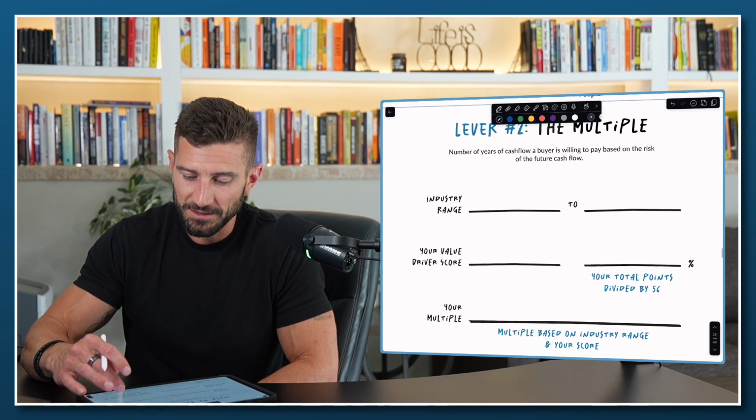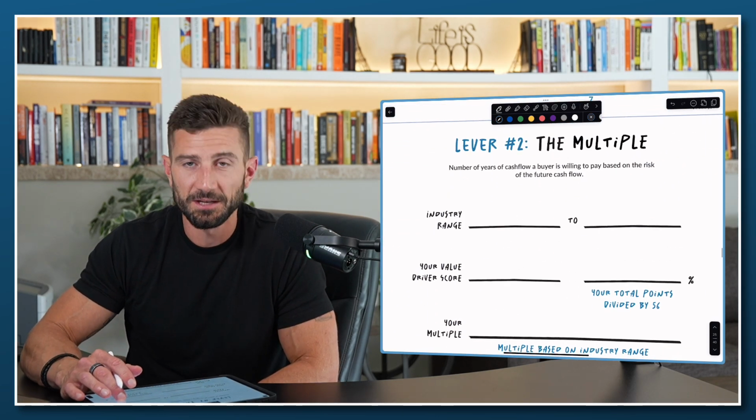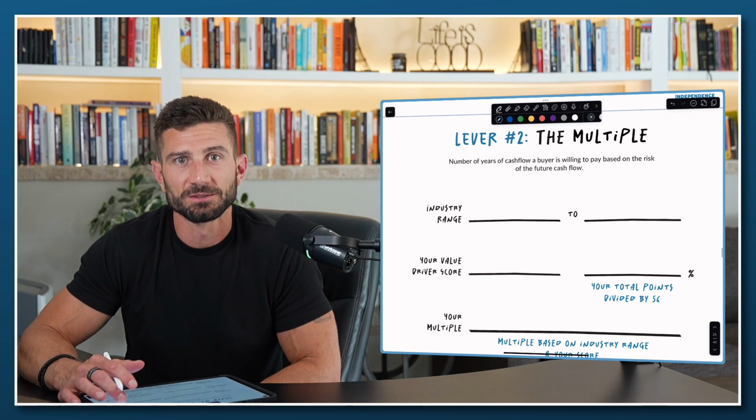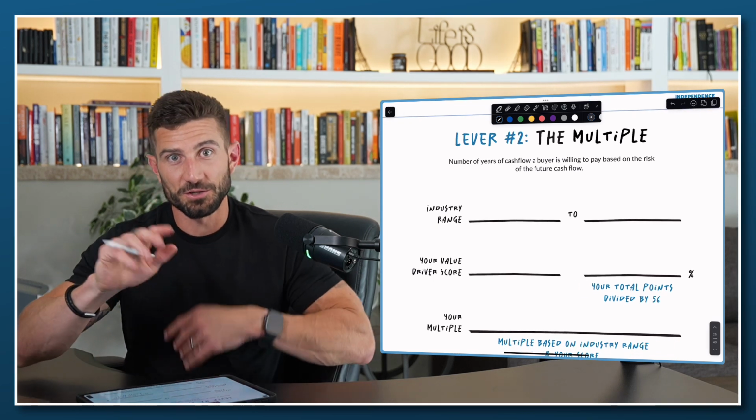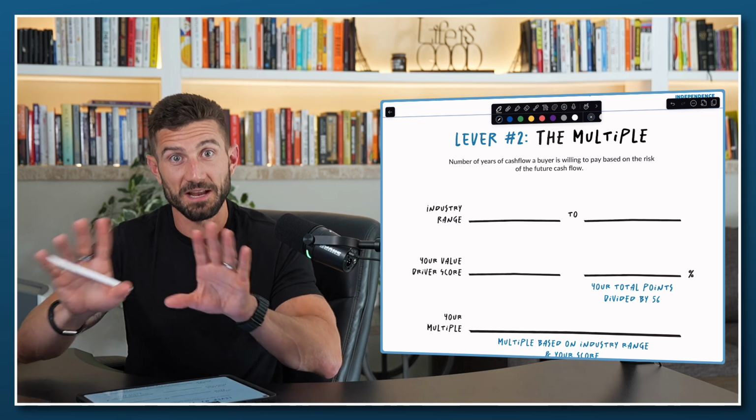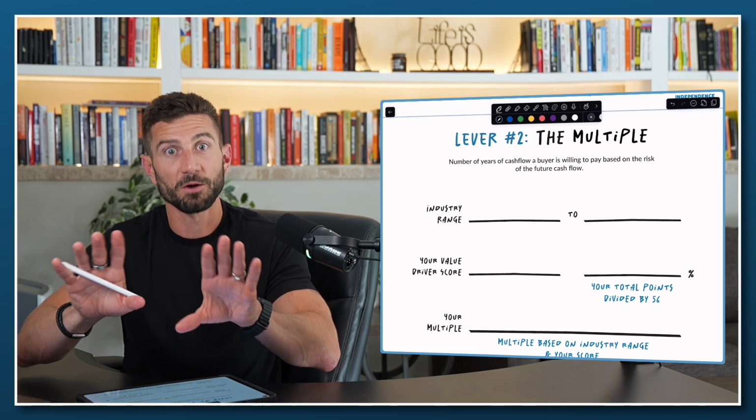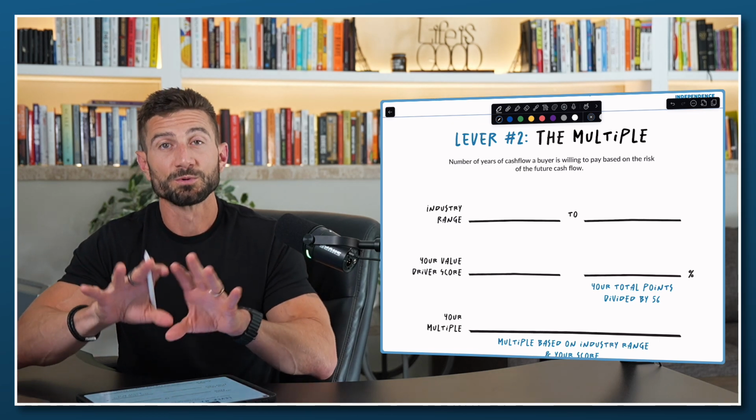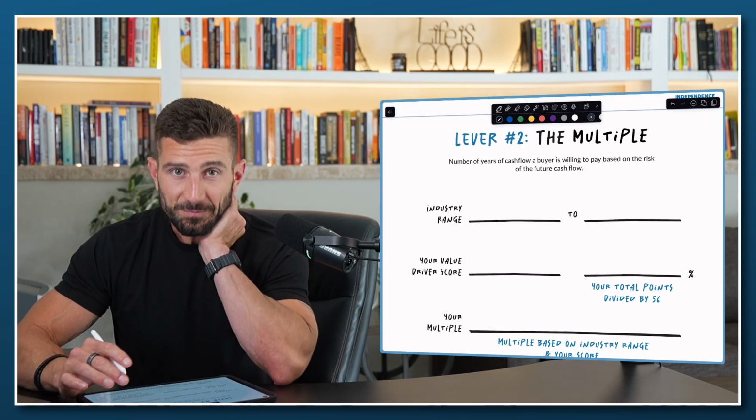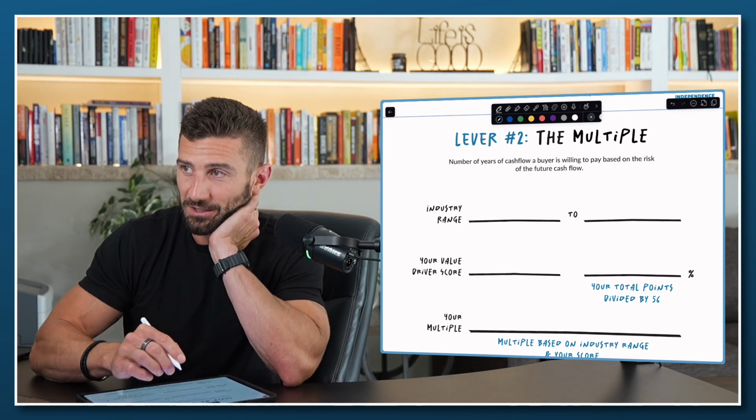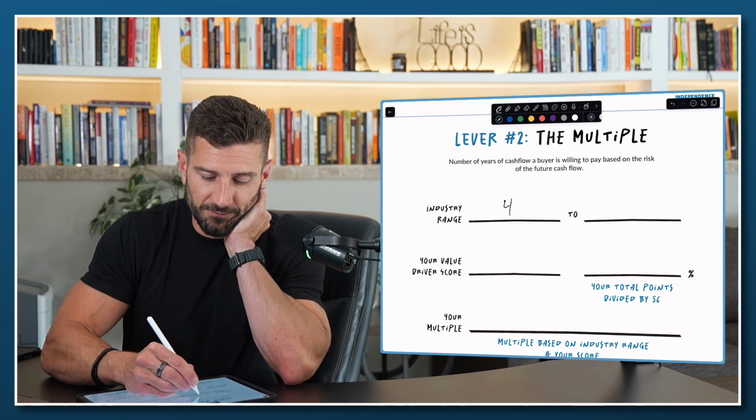But what we can do with this is go to what is your range of multiples. And then I'm going to snap together and show you Advanced Solutions and Rockin Times and how both of their risk profiles will result in a different valuation. And the multiple here, let's say your industry range is 4 to 6.